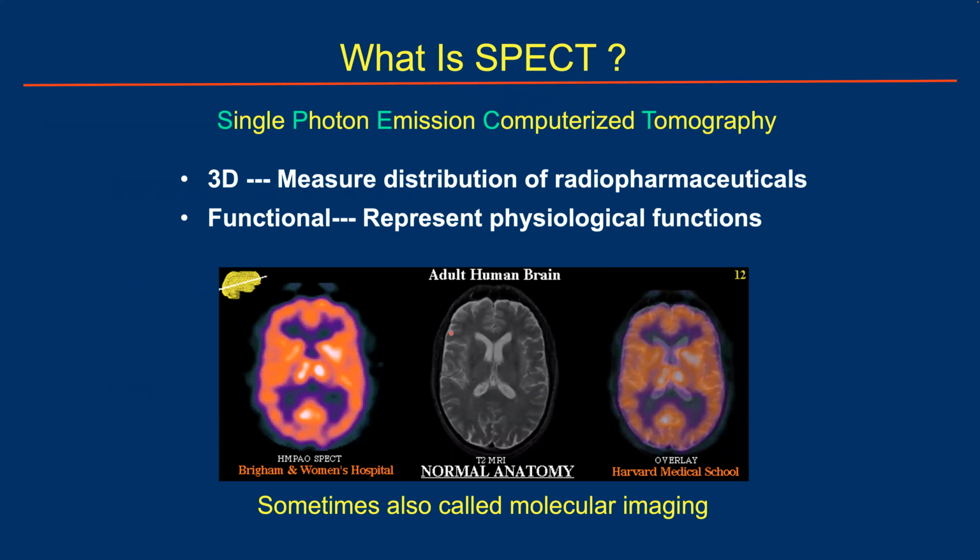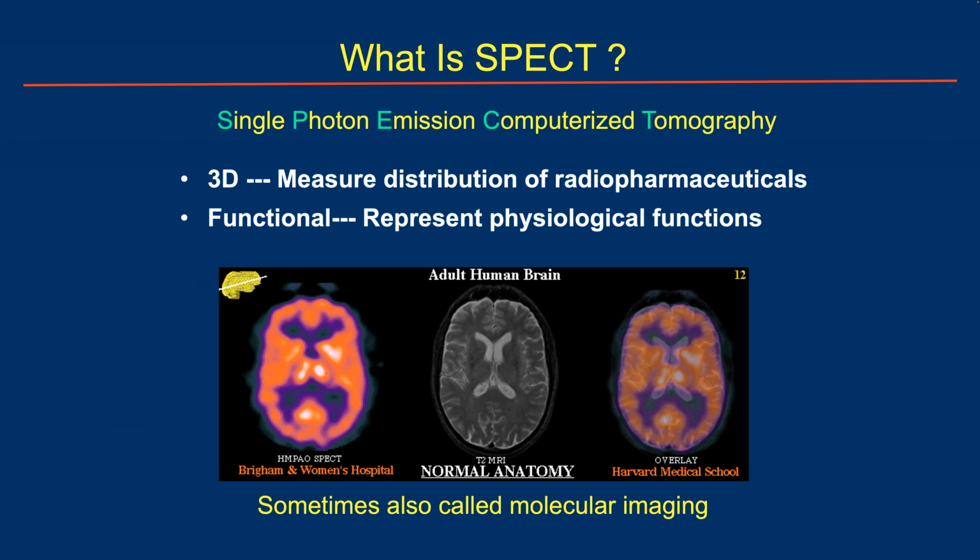SPECT stands for single photon emission computed tomography. It's a 3D imaging that measures distribution of radiopharmaceuticals injected into the patients. It's functional imaging. It represents the physiological or biological functions of the distribution of the tracer, which targets different biology functions, as compared to MRI imaging, which shows the structure of the brain as shown here.